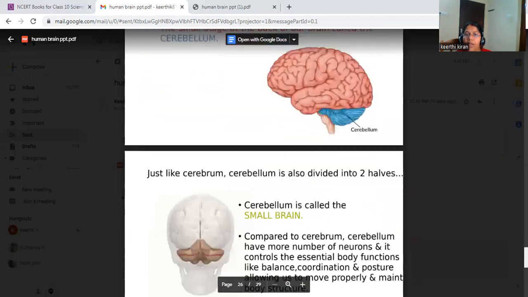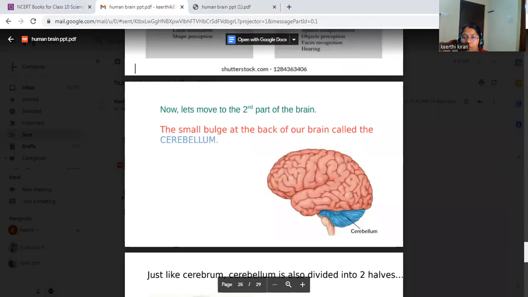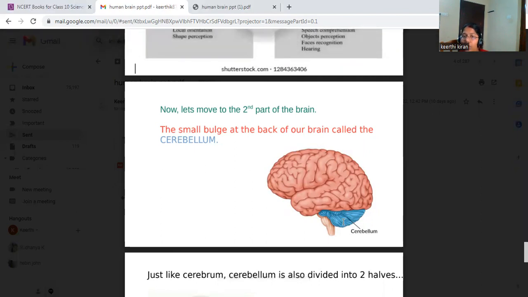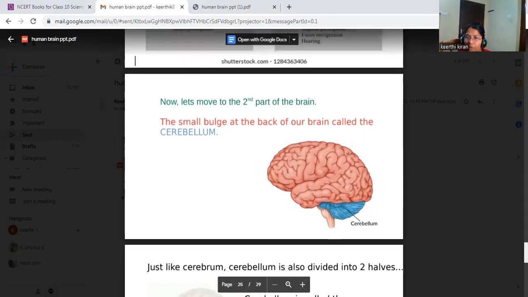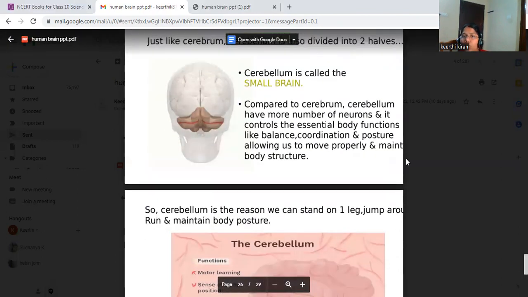Okay, now let's move to the second part of the brain. What is the second part of the brain? It is the small bulge at the backside of the brain, called the cerebellum. See here the blue colored part, that is the cerebellum, and we call it the small brain. Like the cerebrum, the cerebellum is also divided into two halves.